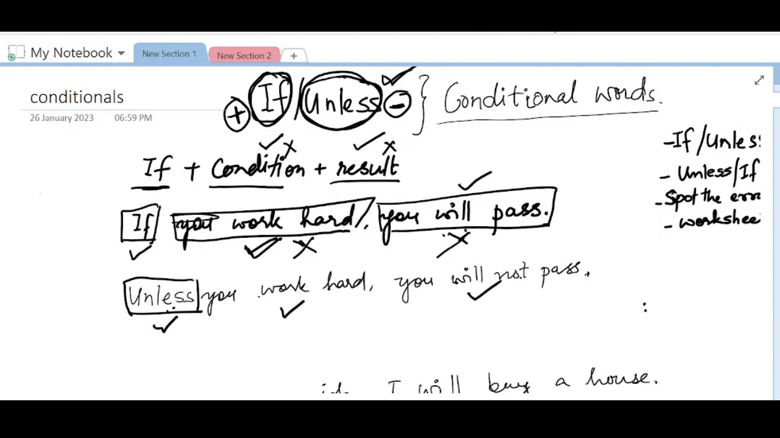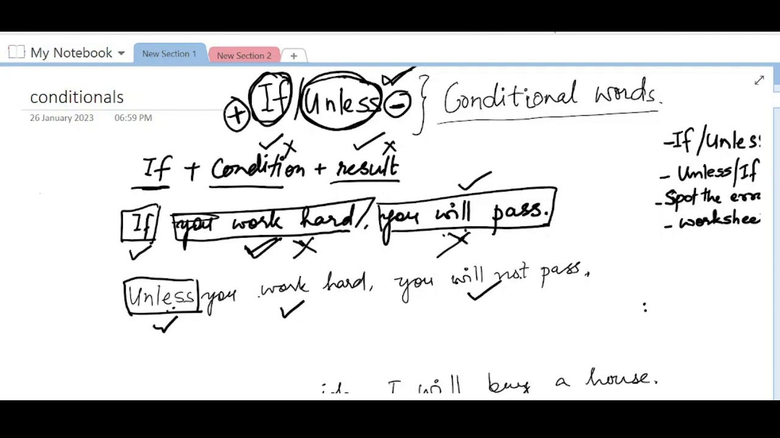But here is the thing you need to keep in mind. It is a small tip which you should always keep in your mind while doing if and unless sentences, right? If you follow this, then you will never make a mistake in these kinds of sentences. Okay, now let's understand what I was telling you.